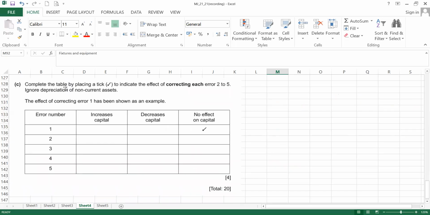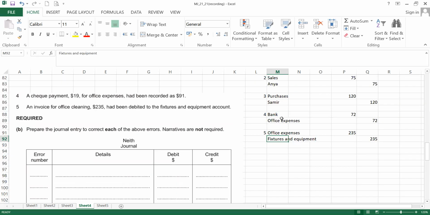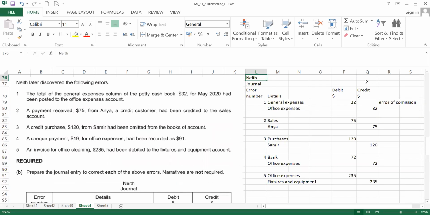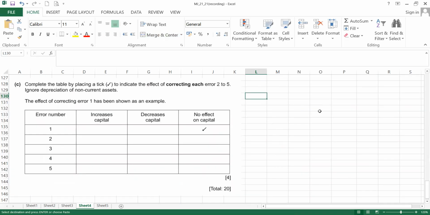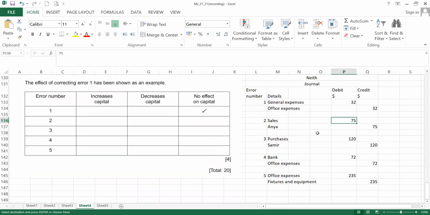Now the question says to complete the following by placing a tick to indicate the effect of correcting each error, errors 2 to 5. The first one they show to us. So I'm going to bring it down so that we can see the impact of the adjustment. Now let me show you how to see the impact.